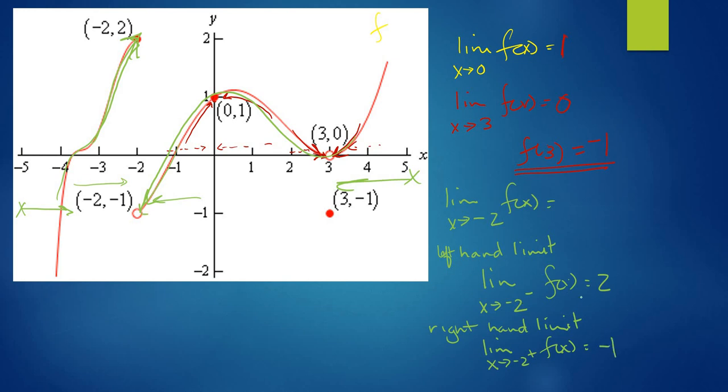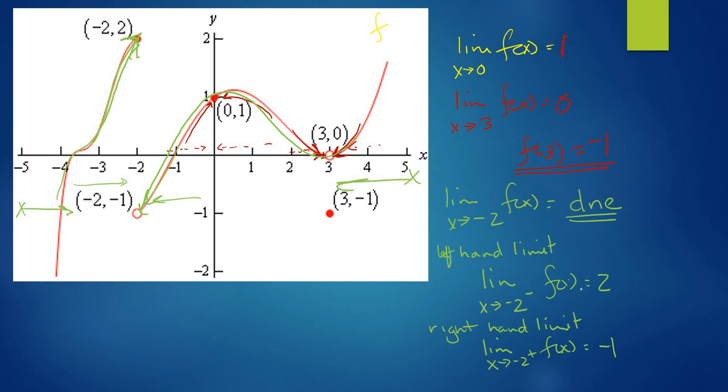So my left-hand limit is 2. My right-hand limit is -1. So the limit as we approach -2 does not exist. There is no limit, because if the limit means approaching from both sides, there is no place that the graph is going to. It's going to two different places.